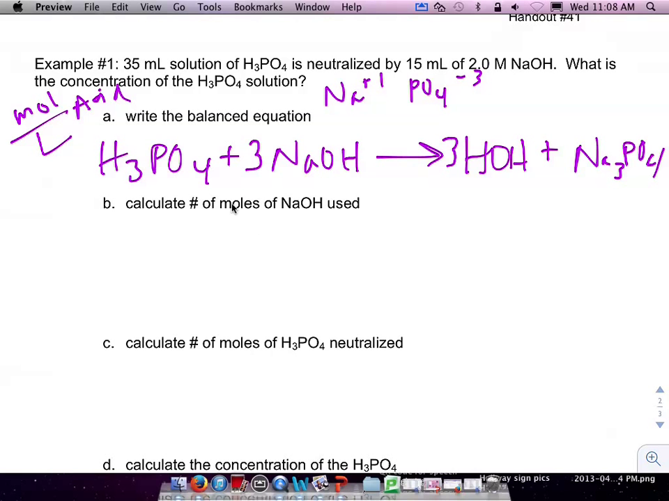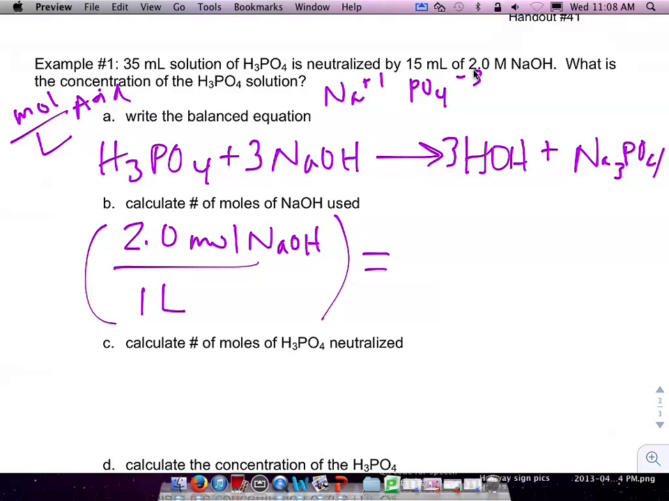Well, I can't do that until I know my moles of base. So that's where I'm starting. I can use my molarity, the fact that there's 2.0 moles for every 1 liter of NaOH, to figure out my moles of NaOH. If I want moles of NaOH, I need to cancel liters. I can do that by starting with my 15 milliliters and turning that into liters. I know that there are 1,000 milliliters for every 1 liter, so for 15 milliliters, I just need to move the decimal 3 spots.